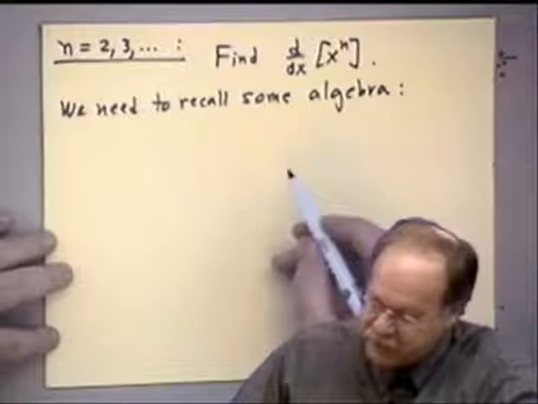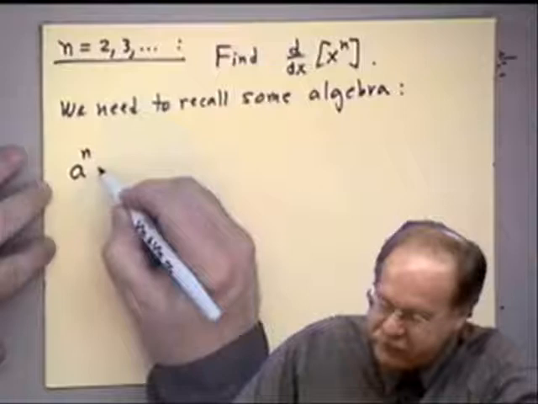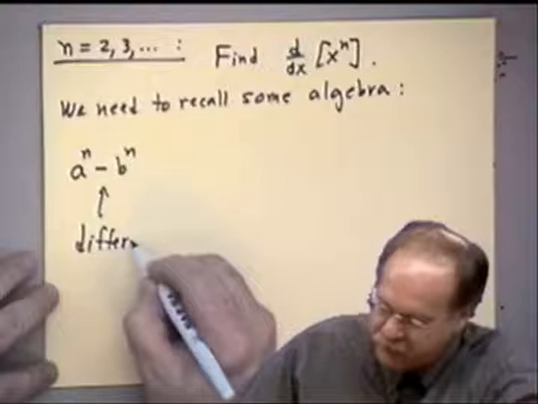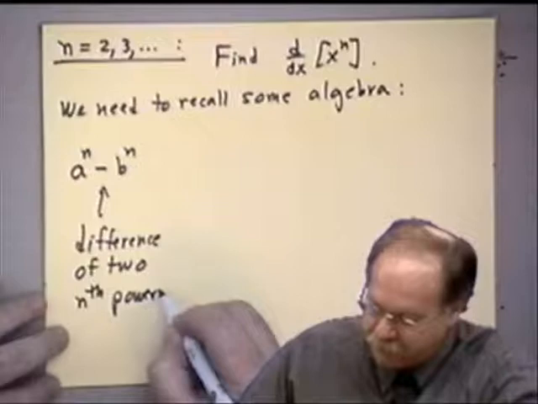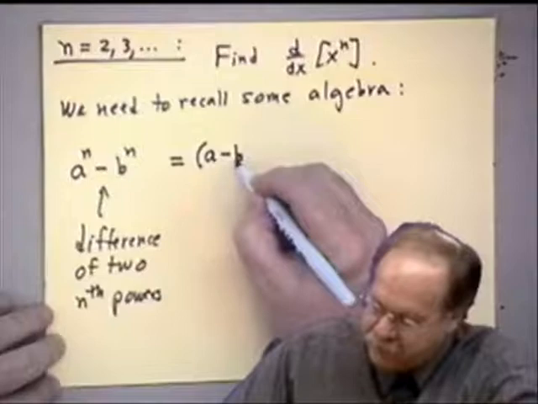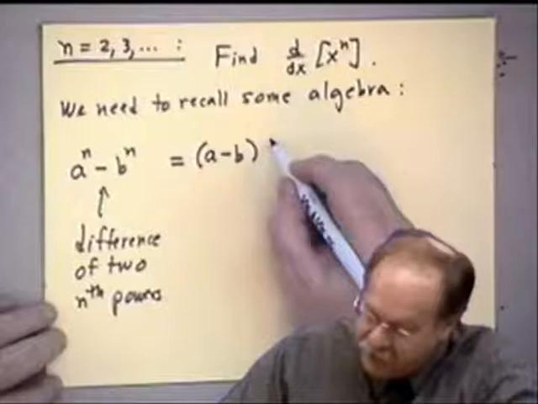Here's the algebra I'd like you to think of. If you have some number a to the n minus b to the n, you have what's sometimes referred to as a difference of two powers. And in this case, rather than being two powers of 1 or 2 or 3, which you may have seen, this is a difference of two nth powers. Now, in algebra, you learn that this can be factored. First of all, in a difference of two powers, one factor is always a minus b. The other factor is longer, but it follows a nice pattern.